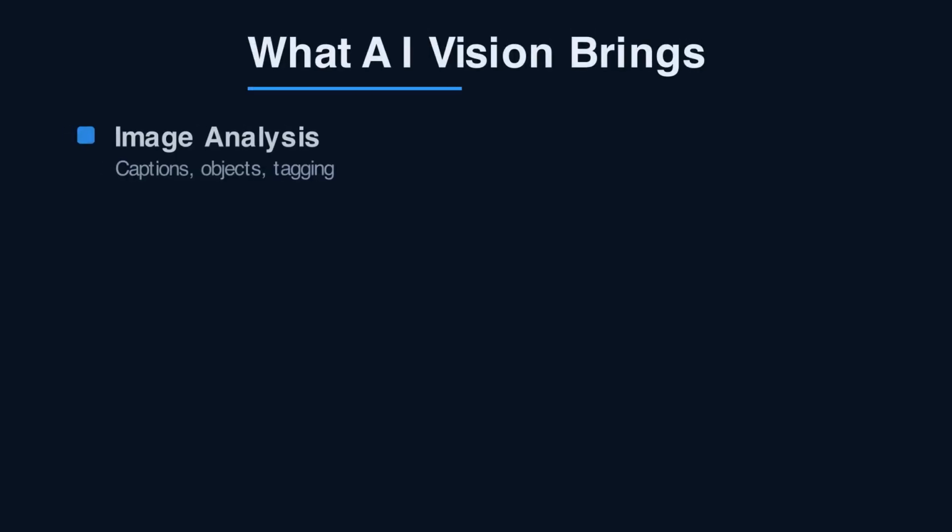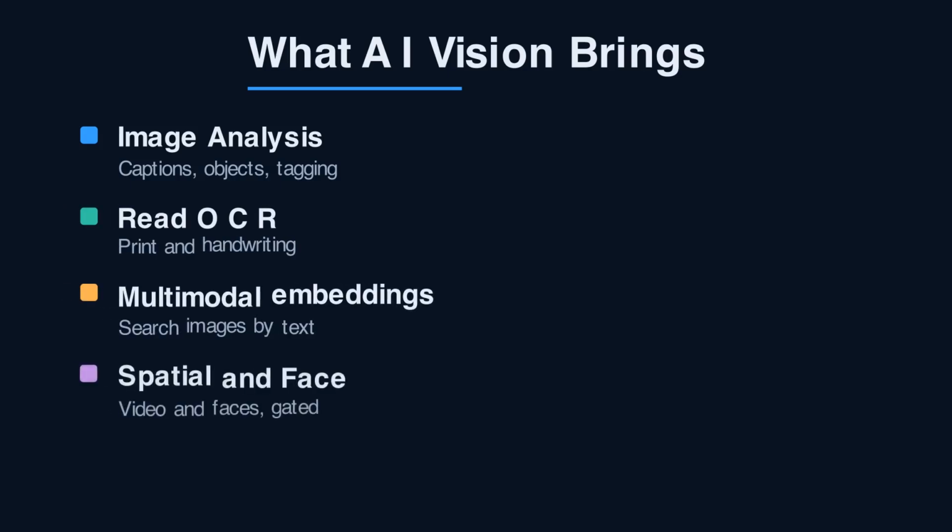AI Vision covers everything that is image first rather than document first. The Image Analysis API gives you captions, dense captions, object detection, tagging, smart cropping, and background removal. The Read API performs high-quality optical character recognition on photos and scanned text, including handwriting. There's spatial analysis for video feeds and face detection through a separate gated face service. A standout feature is multimodal embeddings and vector search, so you can do image retrieval by text query.